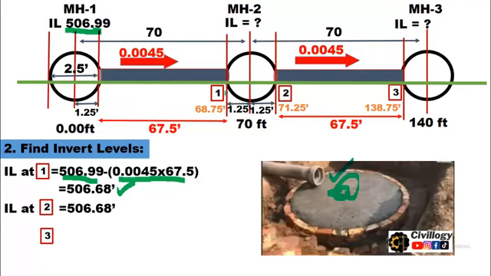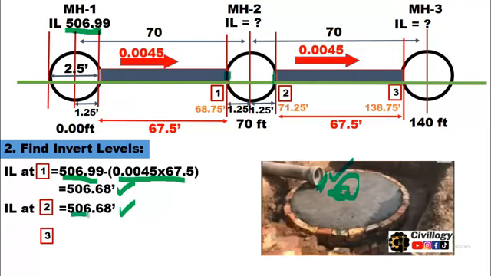The invert level at 2 will be the same. This is the invert level at this distance. This is the invert level of this pipe, as you can see in this picture. Similarly, the second segment is starting from here, on the same level as the lean concrete provided, so the pipe starts and ends here with the same invert level. So at point 2 the invert level will be the same, which is 506.68.